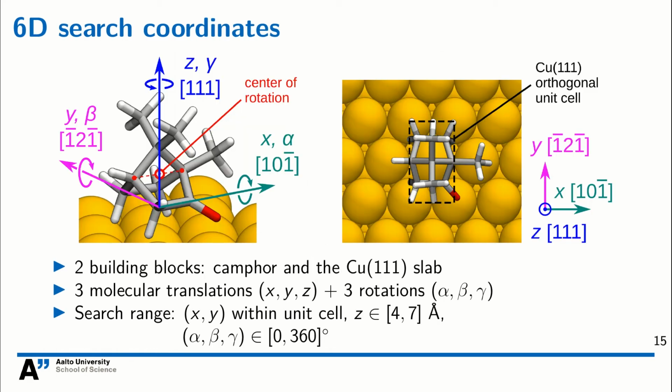Our model has 2 building blocks. First, we have the global minimum conformer of camphor, and then we have the copper slab model. We have 6 degrees of freedom: 3 translations of camphor in X, Y, and Z, and 3 rotations, alpha, beta, and gamma. The search area on the surface XY plane is within the orthogonal unit cell. And the adsorption height, which is measured from the center of the molecule to the surface, is in range 4 to 7 angstroms. And we do full 360-degree rotations for all rotation axes.